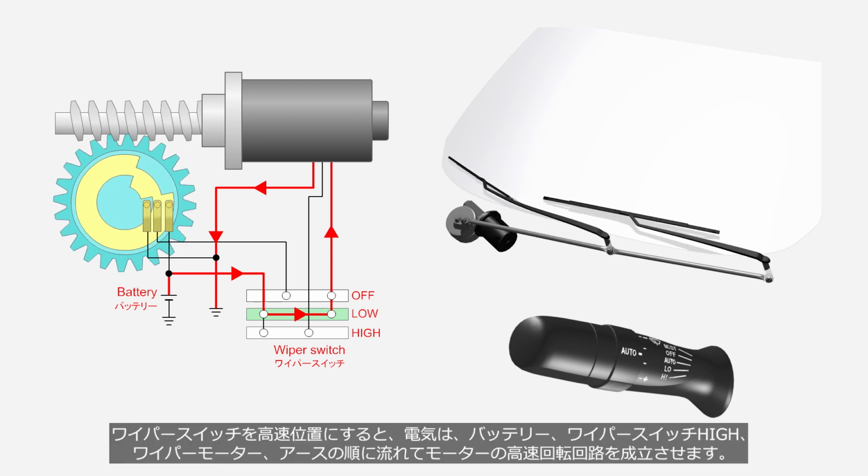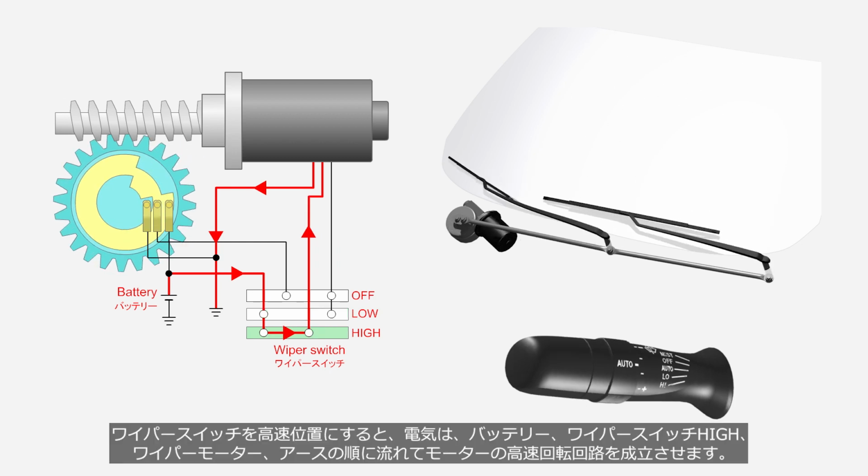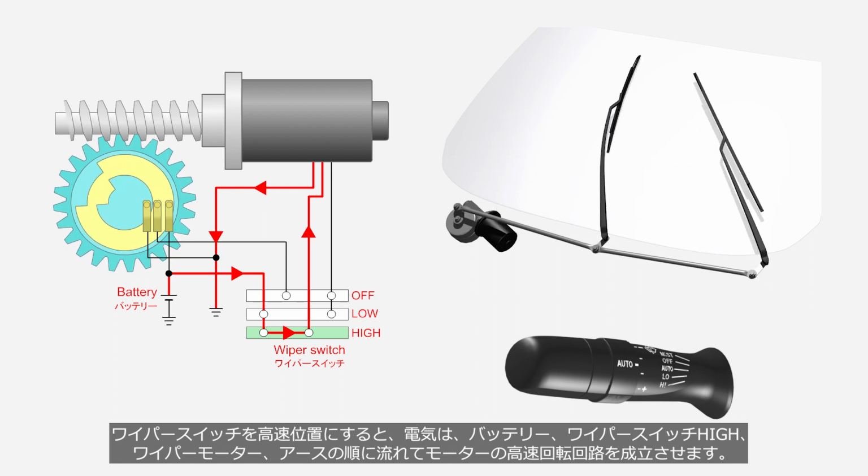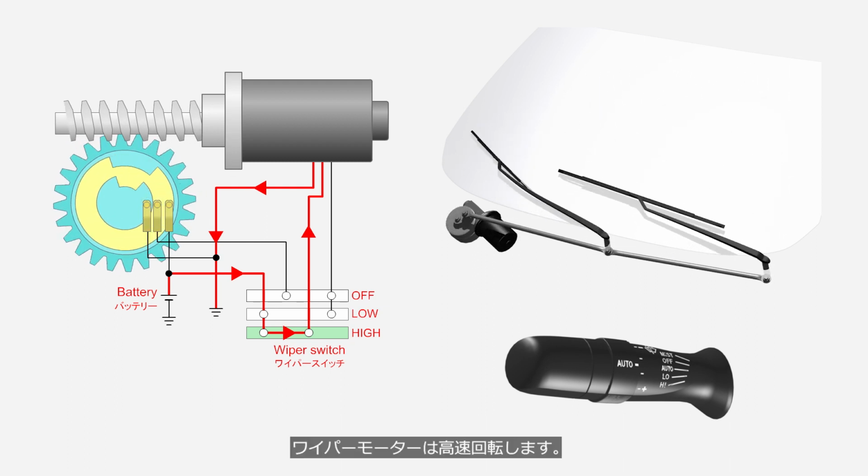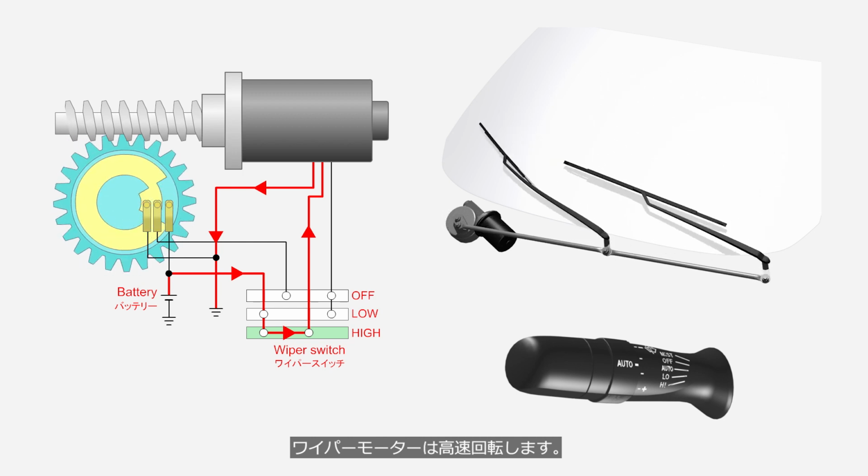When the wiper switch is set to the high-speed position, electric current flows in the following sequence. From the battery, to the wiper switch high, the wiper motor, then the ground. This establishes the high-speed rotation circuit of the motor. As a result, the wiper motor rotates at a high speed.